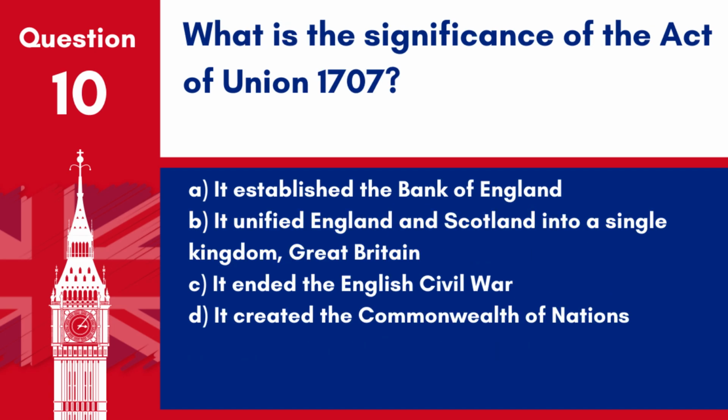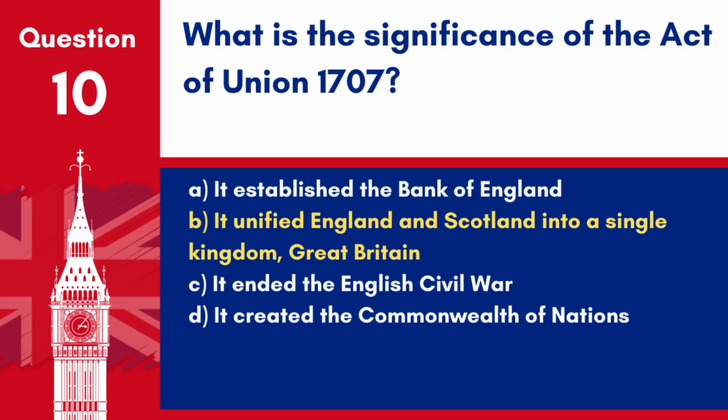Question 10. What is the significance of the Act of Union 1707? A. It established the Bank of England. B. It unified England and Scotland into a single kingdom, Great Britain. C. It ended the English Civil War. D. It created the Commonwealth of Nations.